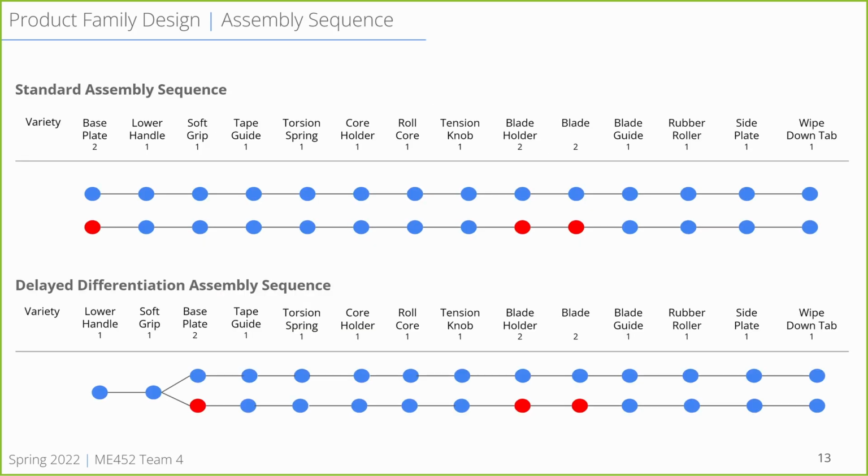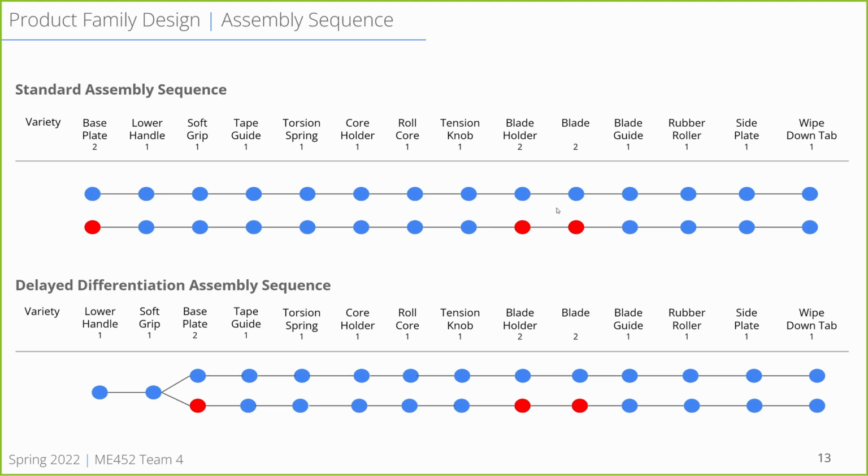Here, our standard assembly sequence is from the more efficient fishbone diagram, which has the base plate being assembled first, which has two variations. So two variations exist at the beginning of the assembly. And then from there on, it's one variation for the lower handle, soft grip, and so on until the blade holder, which has two variations, and the blade, which also has two variations.